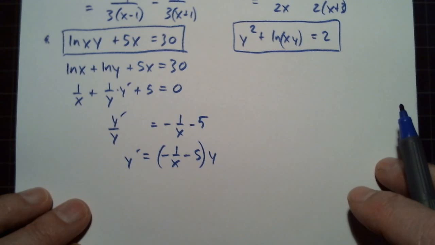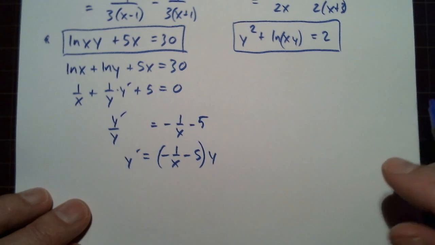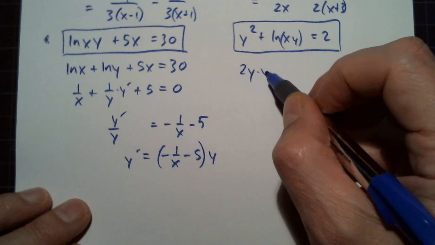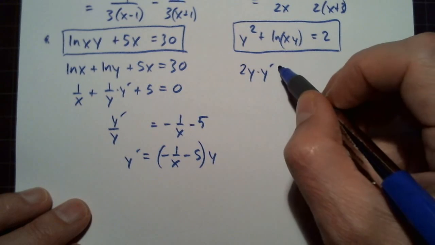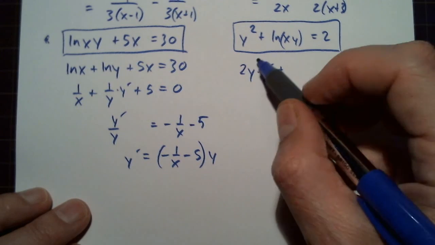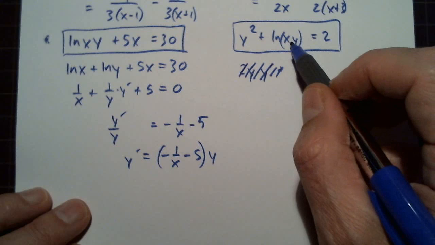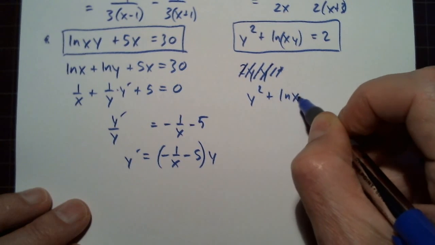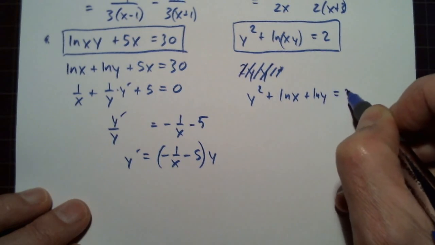Okay, pause the video and try that one. Here, power rule, chain rule. Oops, don't want to do that yet, because then I would have to do a product rule there. Let's just rewrite it. ln x plus ln y equals 2.